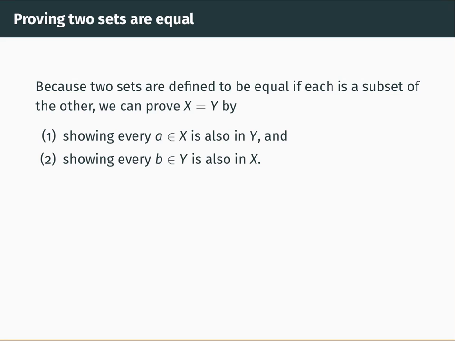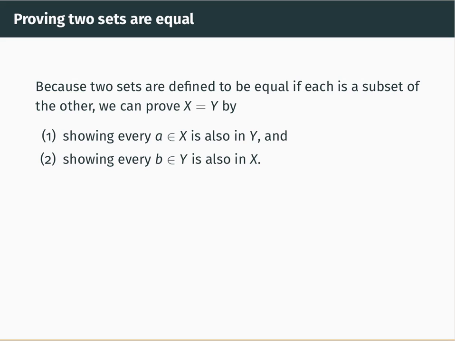Okay, for our last slide, this definition of set equality gives us a useful and extremely common way to prove that two sets are equal. Because two sets are defined to be equal if each is a subset of the other, if we're given two sets x and y, we can prove x equals y by proving that x is a subset of y and y is a subset of x. In other words, that every element of x is also in y and every element of y is also in x. This is actually very useful because it gives us a structure for our proofs that two sets are equal.